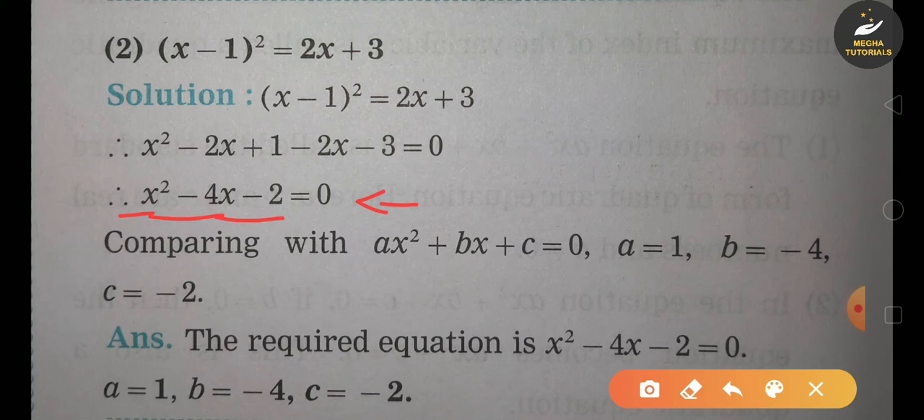Now we can compare this equation with the standard form, ax square plus bx plus c is equal to 0. So we are getting a is equal to 1, b is equal to minus 4 and c is equal to minus 2. This is the final answer.